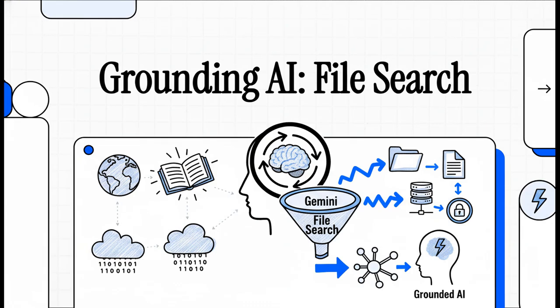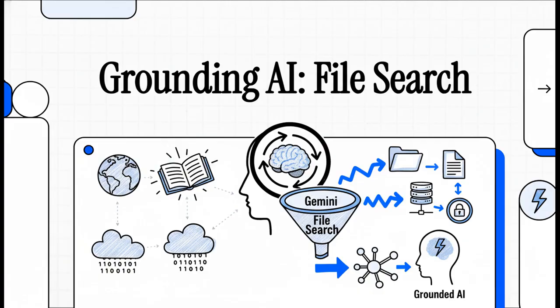All right, let's jump right in. We've got these incredible, super powerful AI models, like Gemini, right? They know a ton about the world in general, but they know absolutely nothing about your world. Your company's internal documents, your specific research, your private data. And getting them to understand that stuff has been one of the biggest headaches for developers.